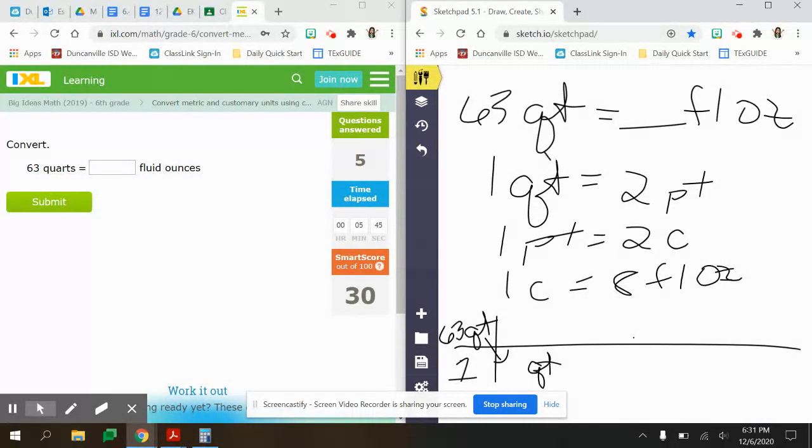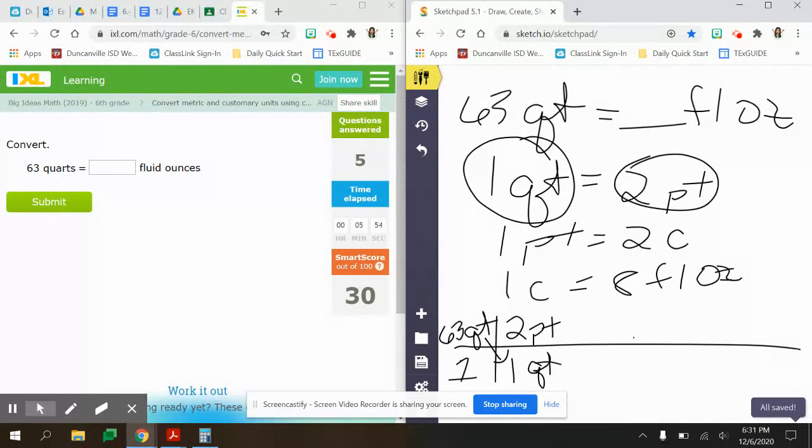So what else do I know about quarts? I know 1 quart equals 2 pints. Now I'm at the 2 pints, not at the fluid ounces yet. So I'm going to draw another line, and diagonals have to match. What do I know about pints? I know 1 pint equals 2 cups. That equals the 2 cups that were right there.